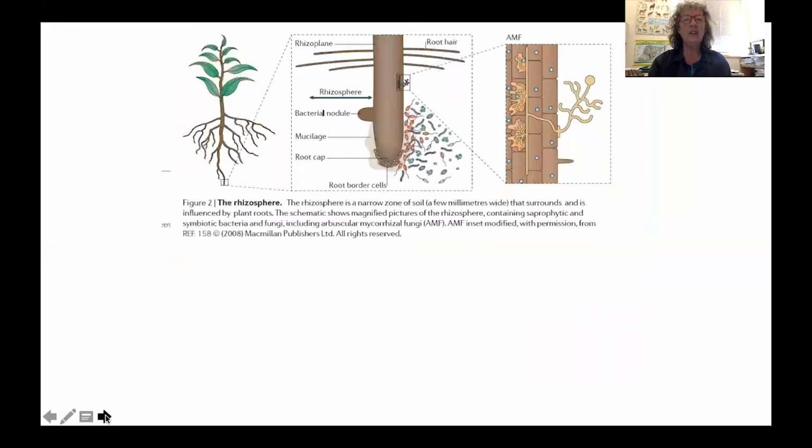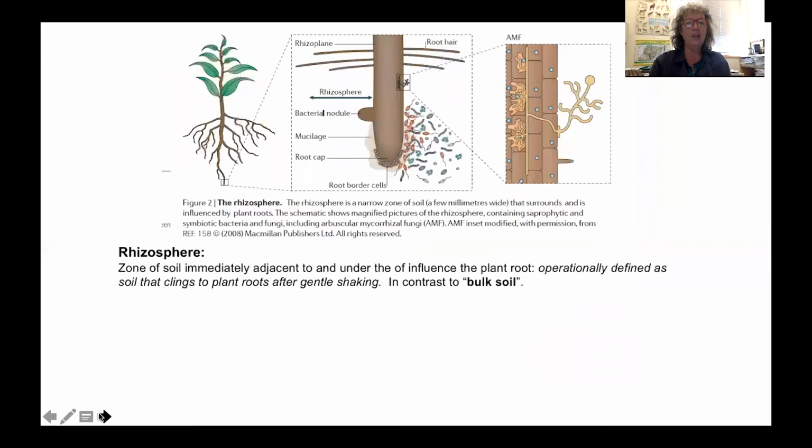Now, let's talk a little bit about the rhizosphere, this microenvironment in soil. It is the area that's immediately adjacent to the plant root, and which is a little bit different from what we call the bulk soil. So we define the rhizosphere as this zone under the influence of plant roots, and if we're studying it, people have a methodology, which is you shake the soil for a certain set of time at a certain intensity, and what clings to the roots after that is the rhizosphere soil. In contrast, we call bulk soil the soil that's out of the sphere of the rhizosphere.